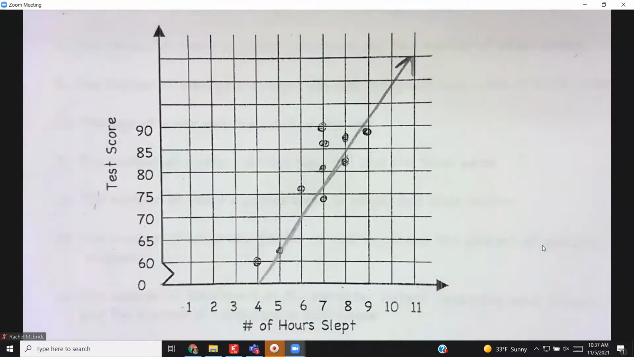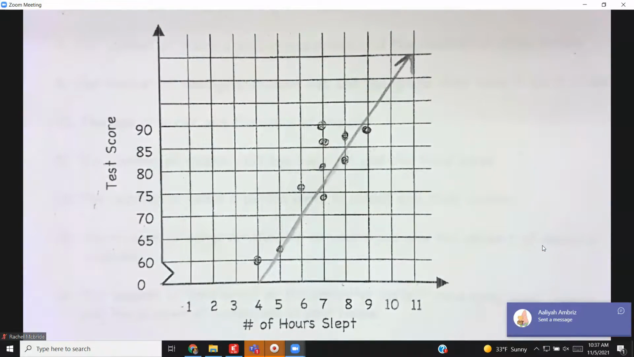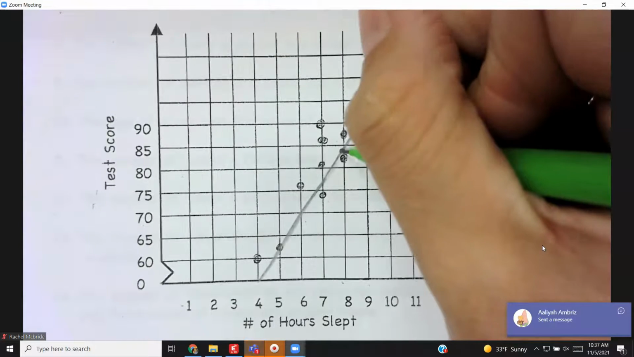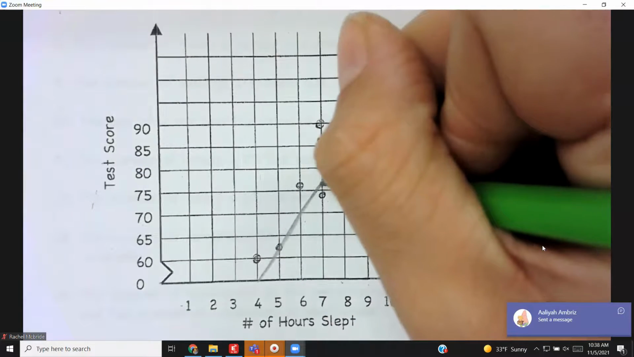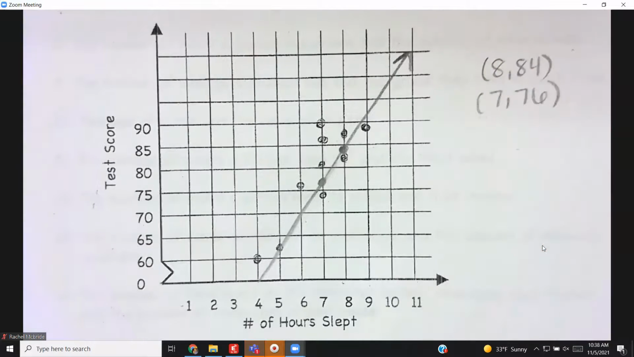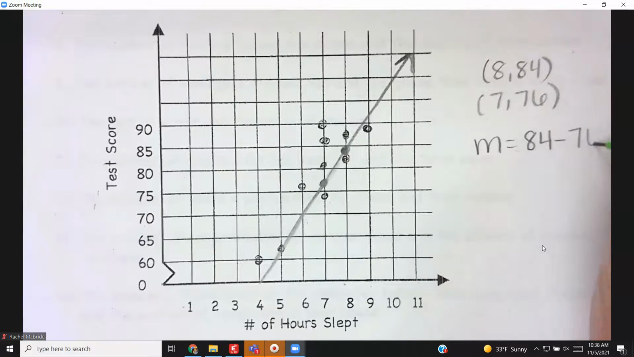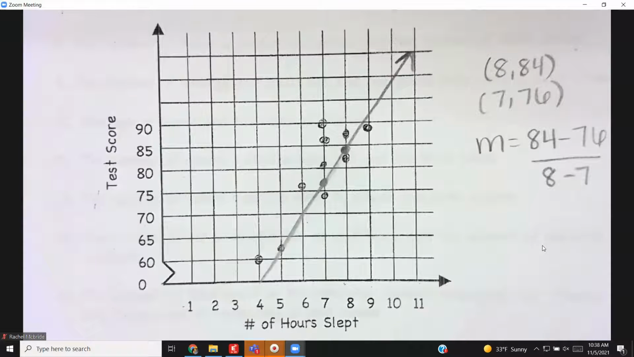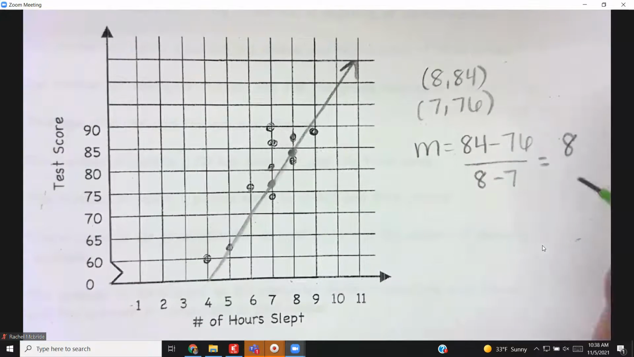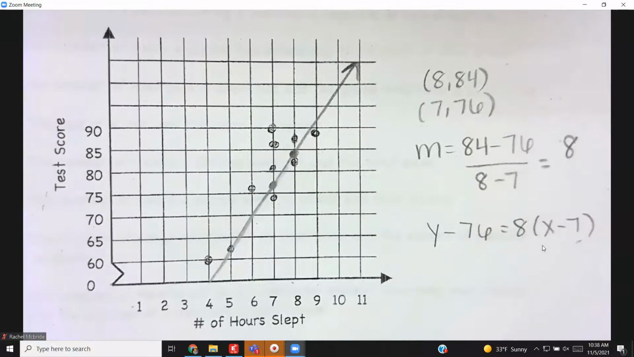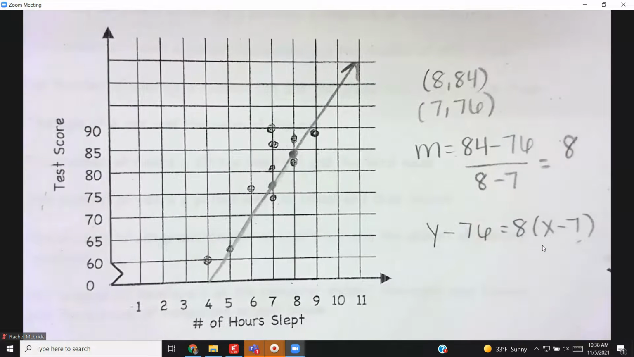Right? So again, I think mine's even maybe a little low, but pick 2 points on your graph. So I might pick 8 hours and 84 and 7 hours and 76. Find your slope. So I get a slope of 8. Using one of my points, I have y minus 76 equals 8 times (x minus 7). And there's my equation of my line.